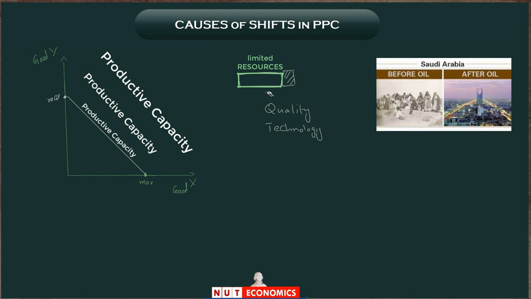And in either of these cases, if you have more quantity of your limited resources, or an increase in quality, or better technology, then you will have an increased productive capacity and that will reflect in a shift of PPC. And how will that PPC shift? Now, let me just again go through an imaginary example over here. And let's assume this is the PPC of Pakistan.